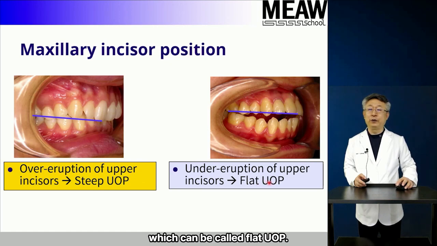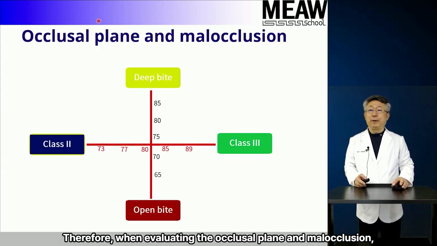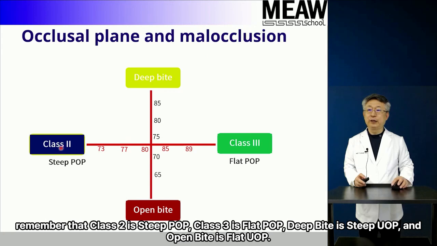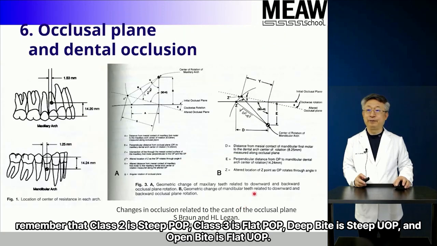called flat UOP. Therefore, when evaluating the occlusal plane and malocclusion, remember that Class 2 is steep POP, Class 3 is flat POP, deep bite is steep UOP, and open bite is flat UOP.